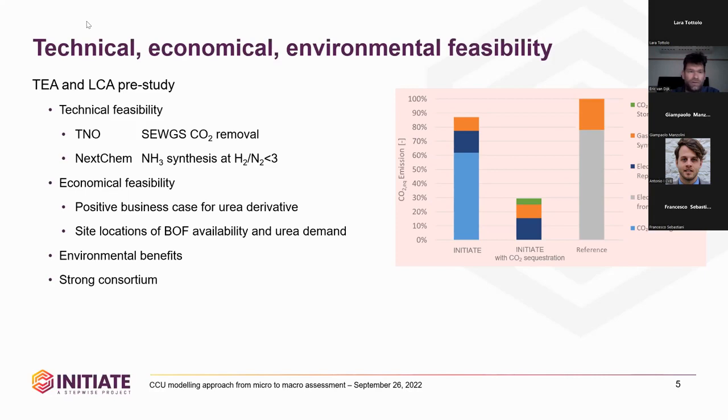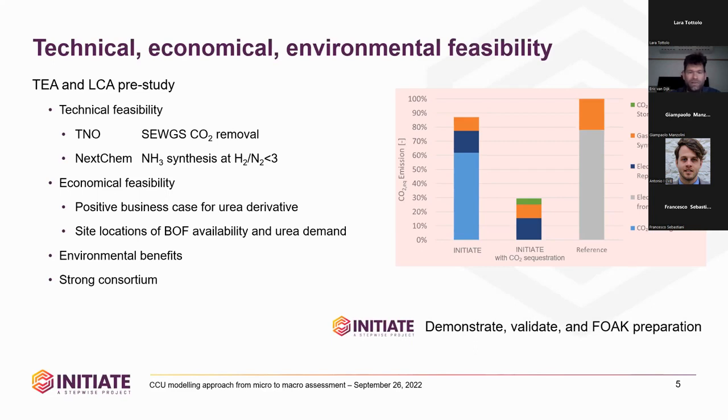And a lot of the CO2 that is removed from the gas is removed as pure CO2. So if you combine it with CO2 sequestration, as indicated in the middle bar graph, you would even go down 70% in CO2 emissions. So there are good opportunities for this route. A very important aspect of this pre-study is also that we were able to make a strong consortium spanning the whole value chain. So that's when Initiate started up.